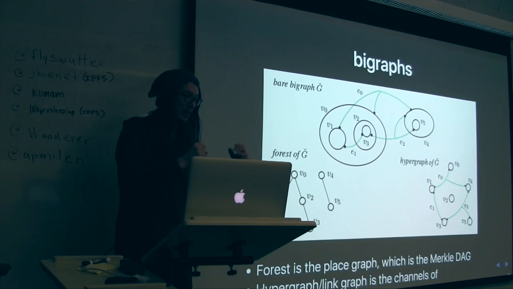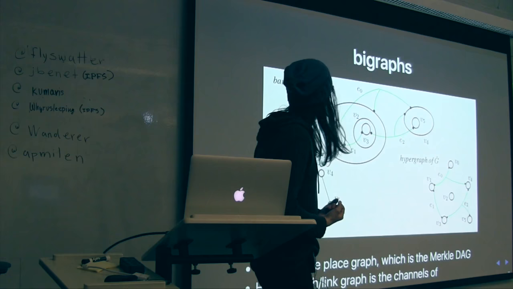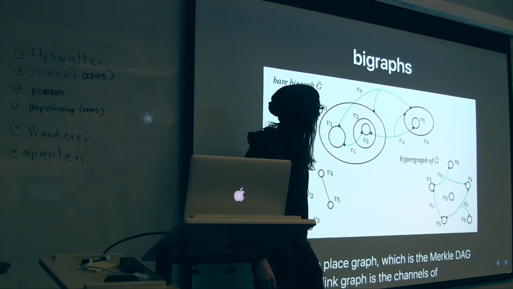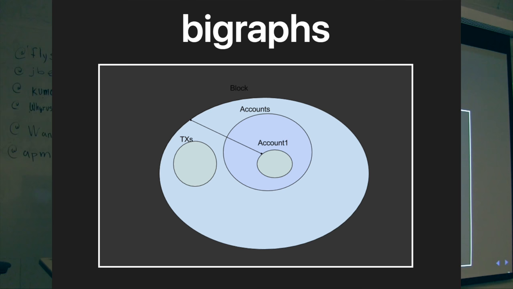and I think it's good to have a bedrock model of reality that you can use to describe higher level features. The forest or place graph is the Merkle-DAG, and the hypergraph is the communication lines between programs. So for example, we saw earlier that the big graph of Ethereum mapped into a Merkle-DAG structure. Here it is graphed in a hypergraph.